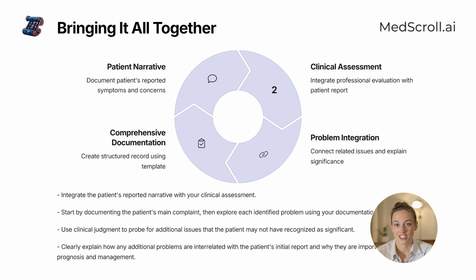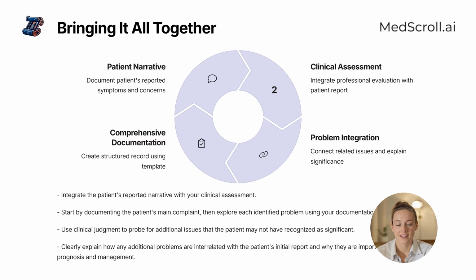By integrating the patient's narrative with your clinical assessment, you create a comprehensive and coherent clinical picture. Begin by documenting the patient's reported main complaint. Then transition into a detailed exploration of each identified problem. Use your clinical judgment to probe further into issues the patient might not have recognized as significant. For example, while the patient might report chronic fatigue as their primary concern, your evaluation might reveal that this fatigue is secondary to an underlying endocrine or cardiac issue.